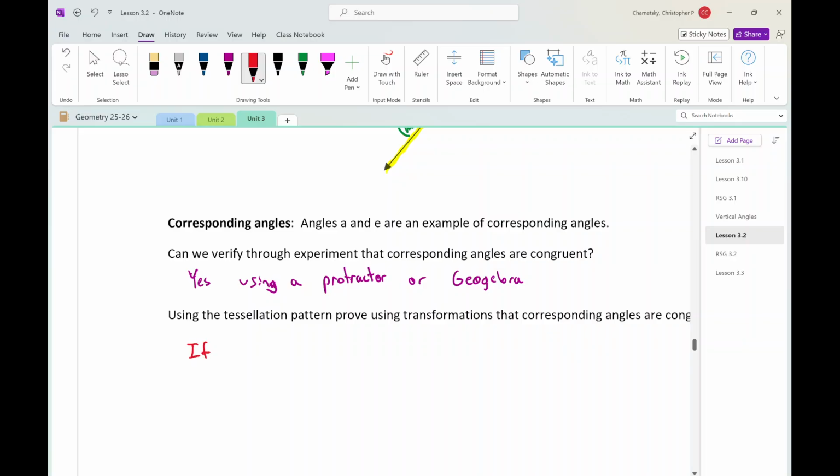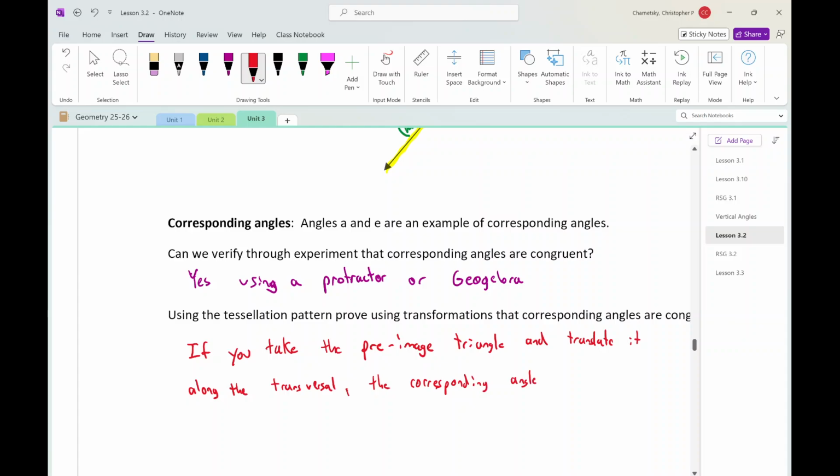So if you take the pre-image triangle and translate it along the transversal, the corresponding angles are the same.